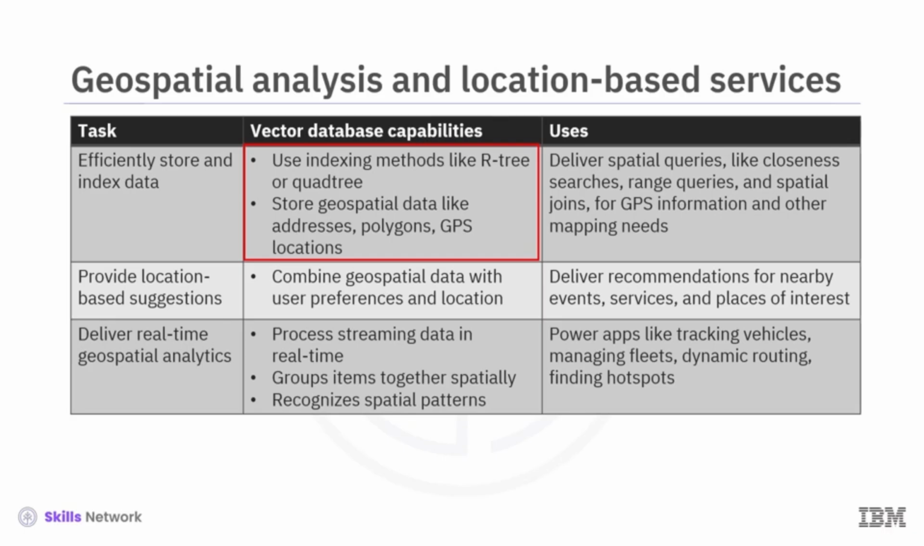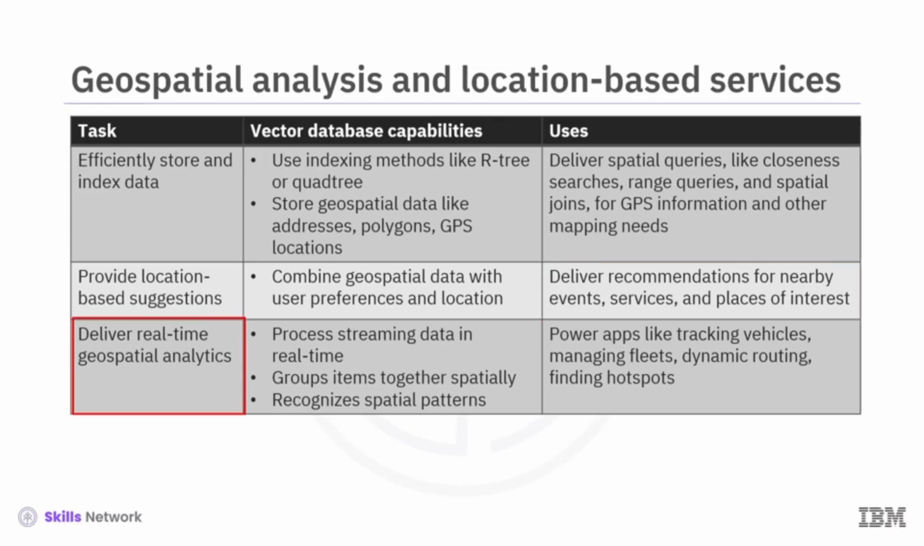data like addresses, polygons, GPS locations, and more. These capabilities provide answers for spatial queries, like closeness searches, range queries, and spatial joins for GPS information and other mapping needs. Another task is the provision of location-based suggestions. Vector databases combine geospatial data with user preferences and location information to suggest nearby events, services, and places of interest.